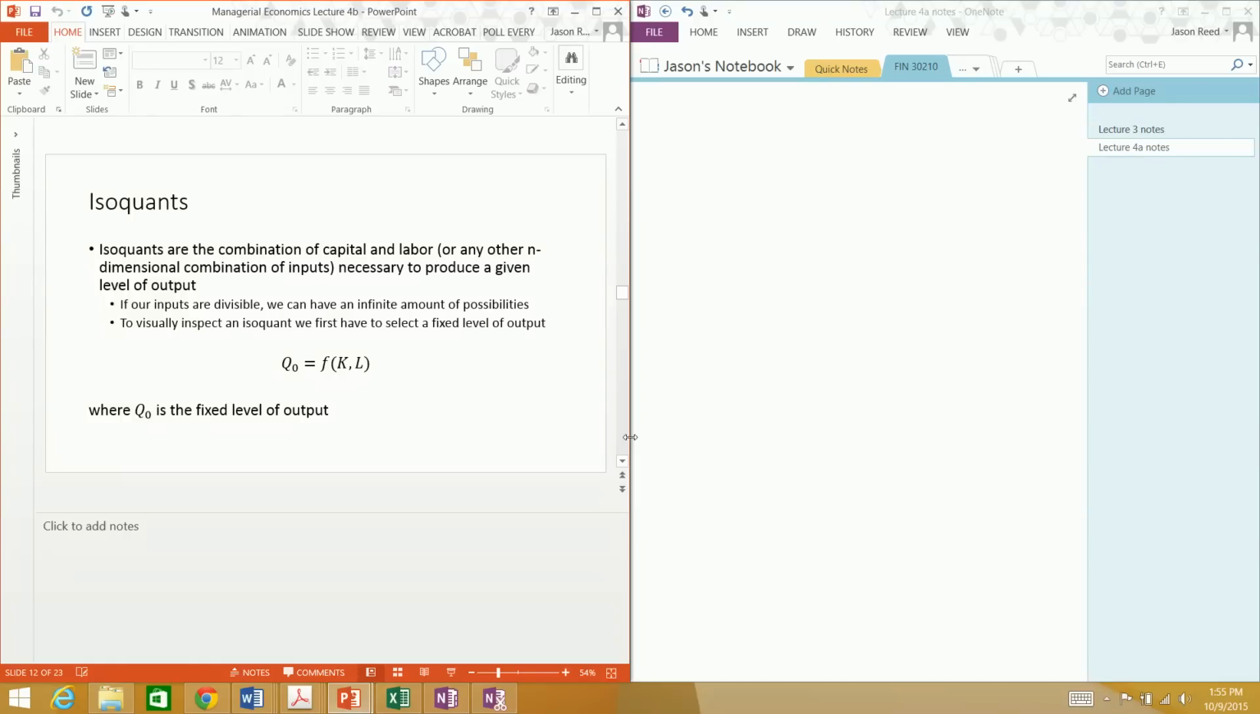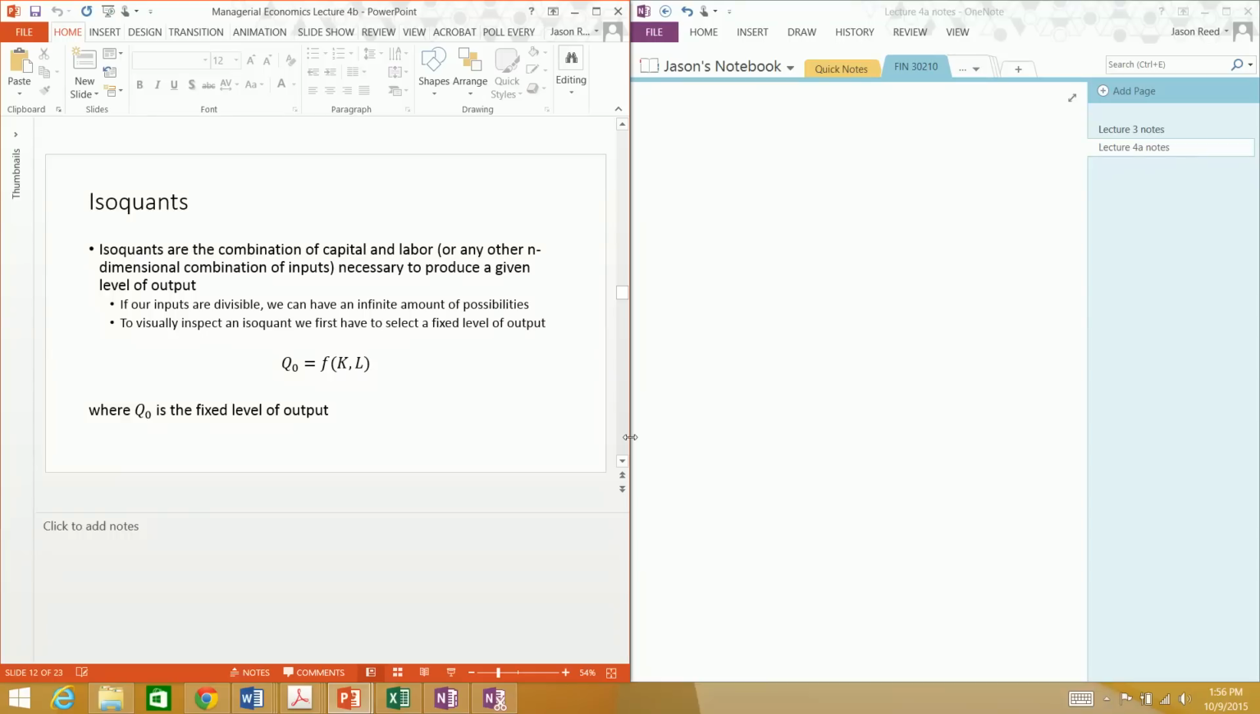By definition, isoquants are the combination of capital and labor, or any other n-dimensional combination of inputs, which are necessary to produce a given level of output. If our inputs are divisible, then we have an infinite amount of possibilities in constructing some level of output. This is a problem for us because we want to know exactly how much capital and labor to use. So what we can do is create an isoquant to tell us the substitutability of capital and labor.